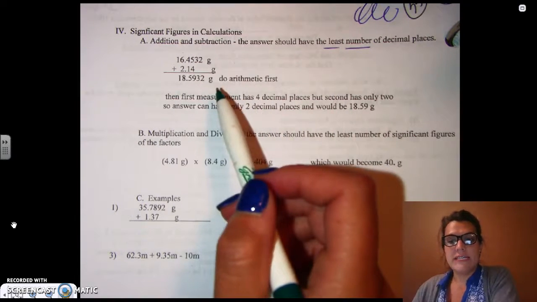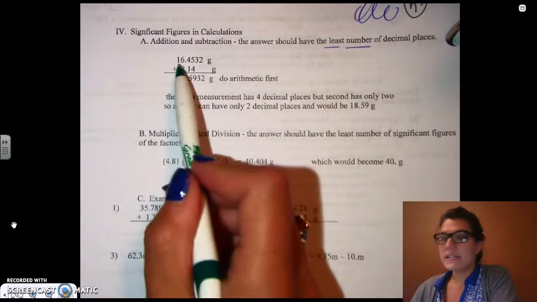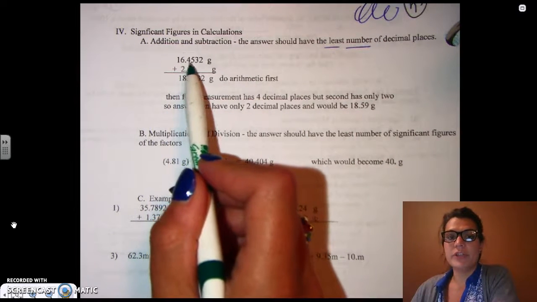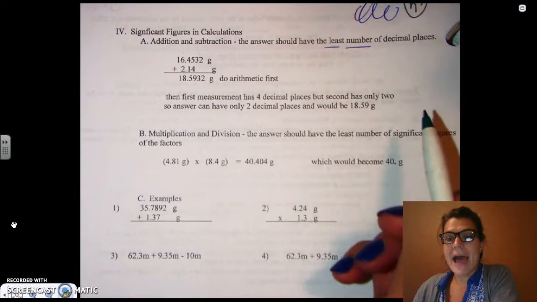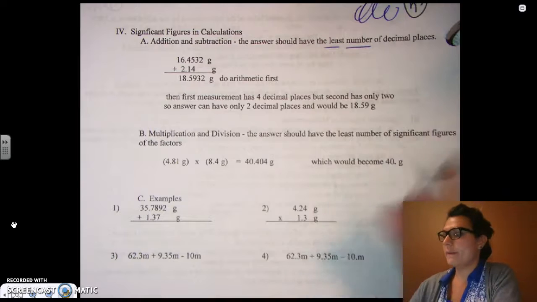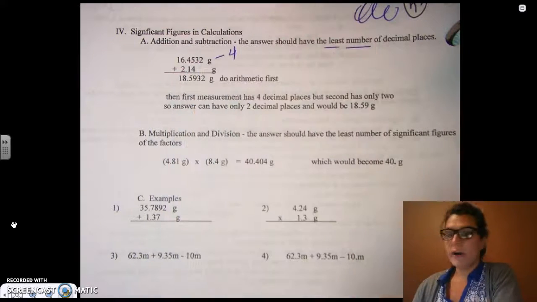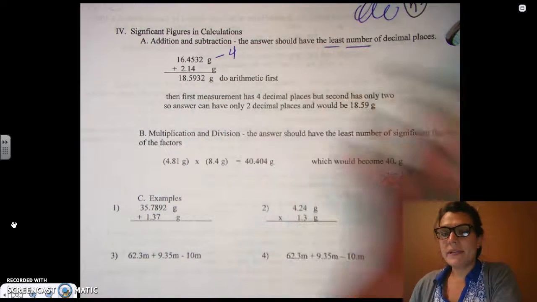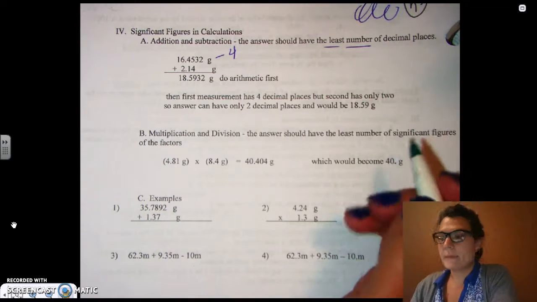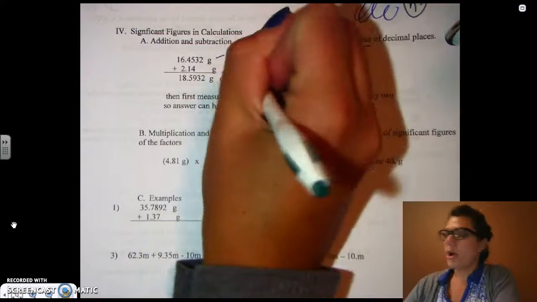So let's look at an example here. If I have 16.4532, can you tell me how many significant figures I have past the decimal for this number? If you said 4, you're right, okay? 2.14, how many significant figures do I have past the decimal? If you said 2, you are also correct.